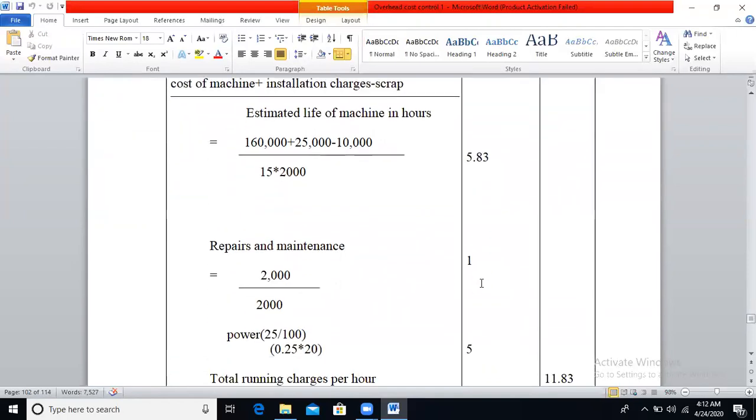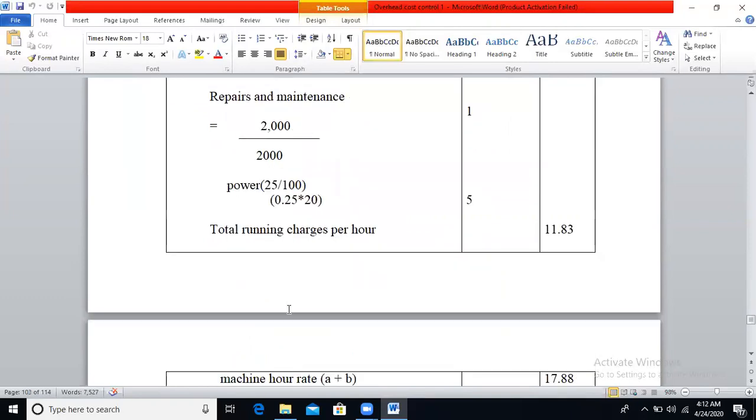Repairs and maintenance. So repairs value will be 2000 divided by yearly working hours. So working hours also will be 2000. So you will get repair value as 1 rupee. Then power. Here they have given 20 units we are producing, but they have not given the rate per unit for 20 units. So you have to calculate the rate per hour and the rate for 1 unit.